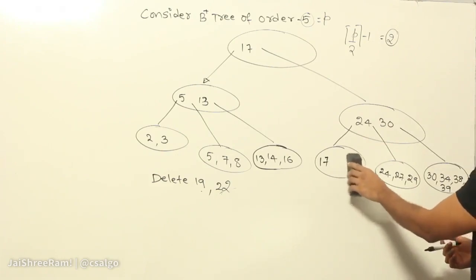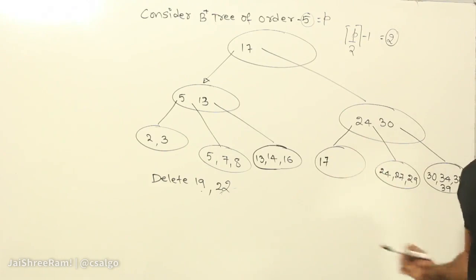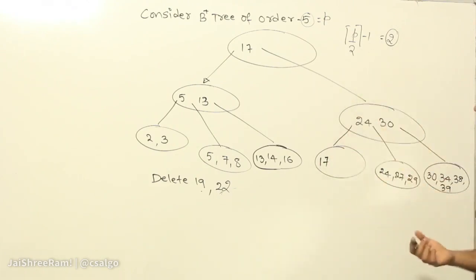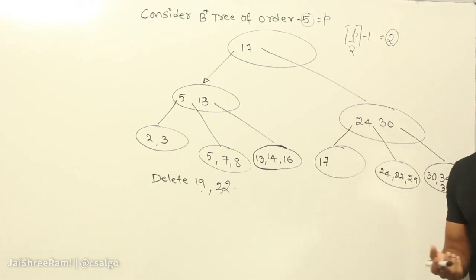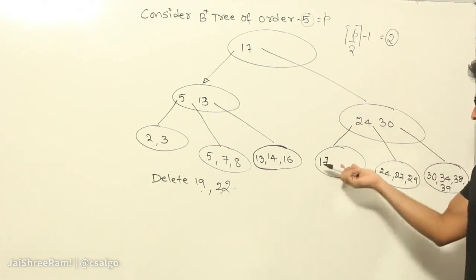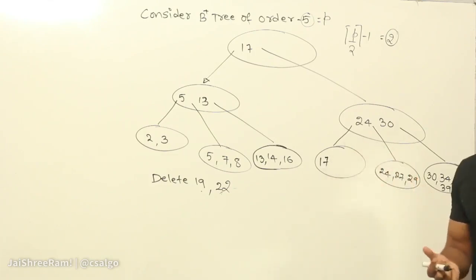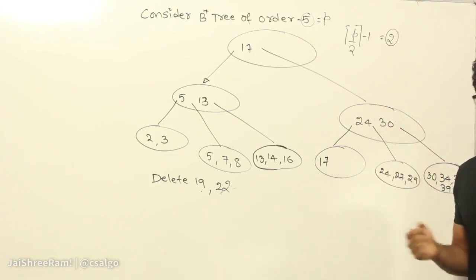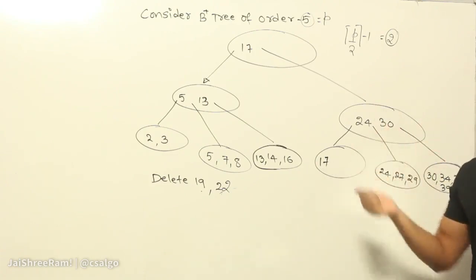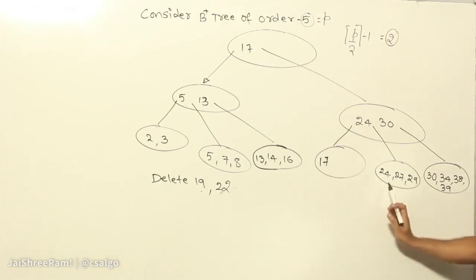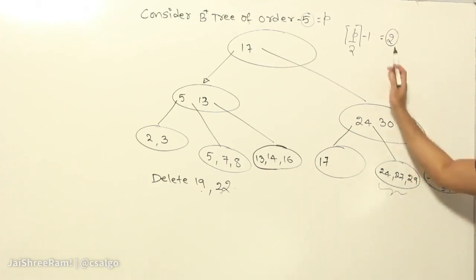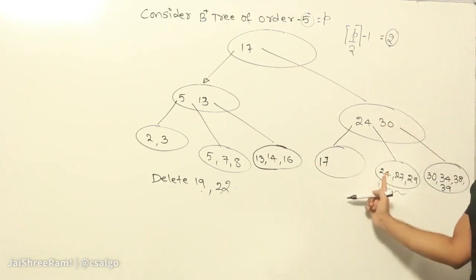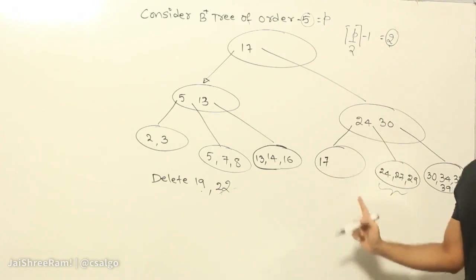If you delete 22, you can clearly see that there is an underflow here. What is underflow? We have fewer than 2 keys there. Now what should we do in that case? I told you we can handle it in 2 ways. One way is to check with the siblings, and if any sibling has more than the required number of keys, then we can do some rearrangements. The sibling here has 3 keys, but the minimum number of keys required is 2. Therefore you can take one key and move it over here.